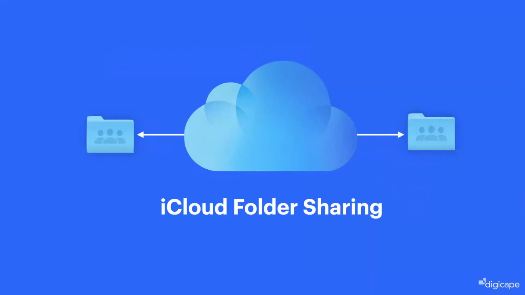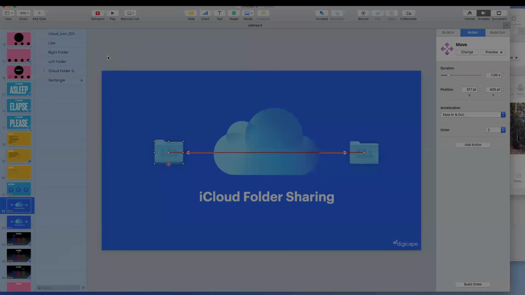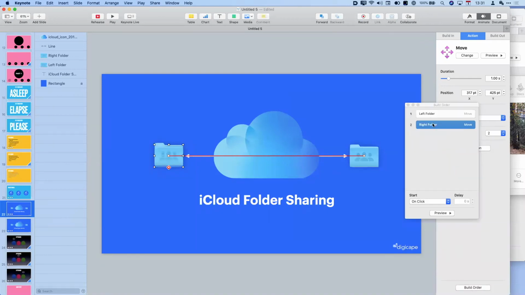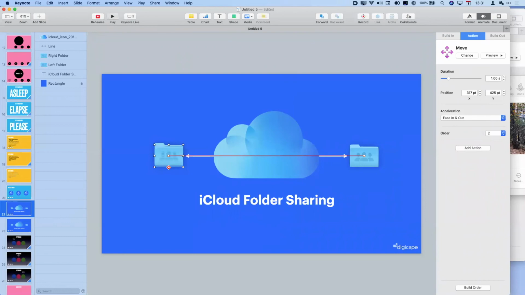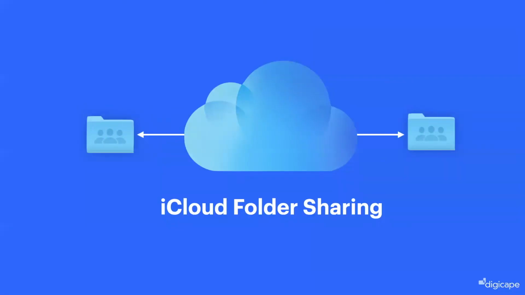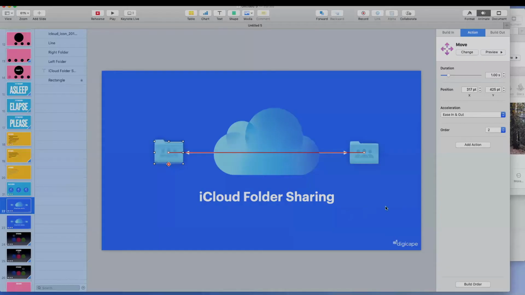Okay, it's happening one at a time. Well, that's pretty boring. I want this to happen simultaneously. So I go to build order, take the left folder and the right folder, and make the right folder go with build one. Okay, that's fine. Let's have a look and see what that looks like. Okay, that's better, but they go behind the cloud and that's not so fun. So let's see what I can do to finesse this.